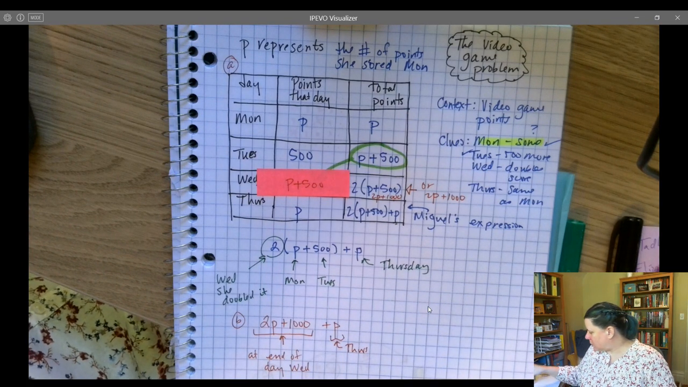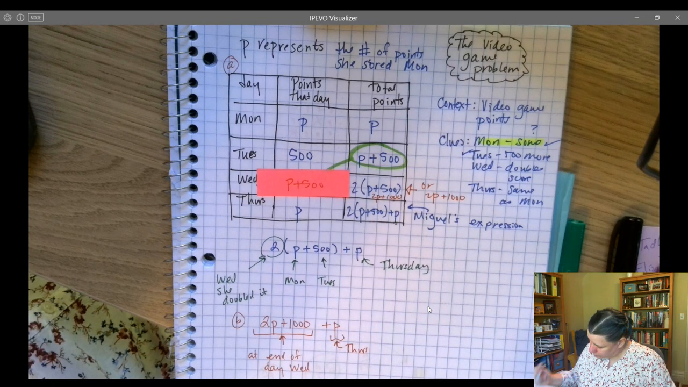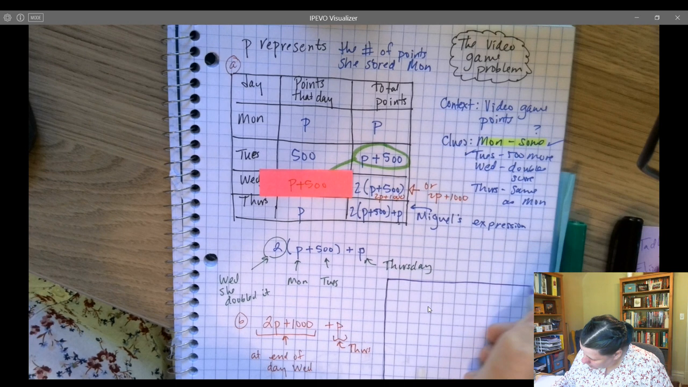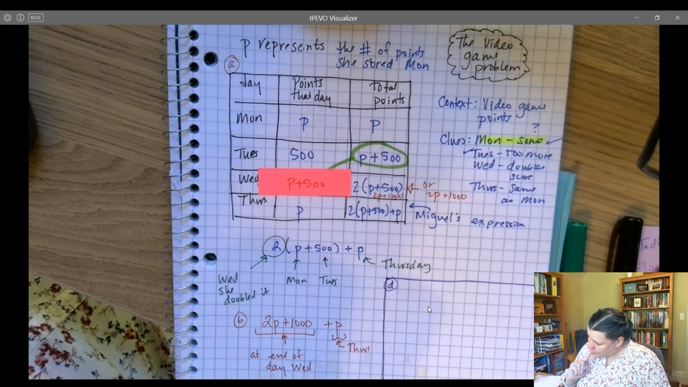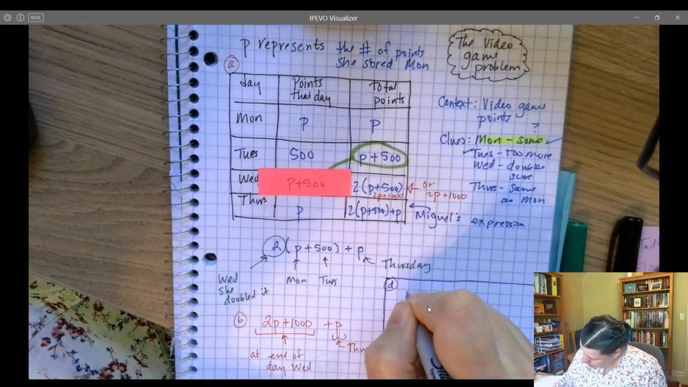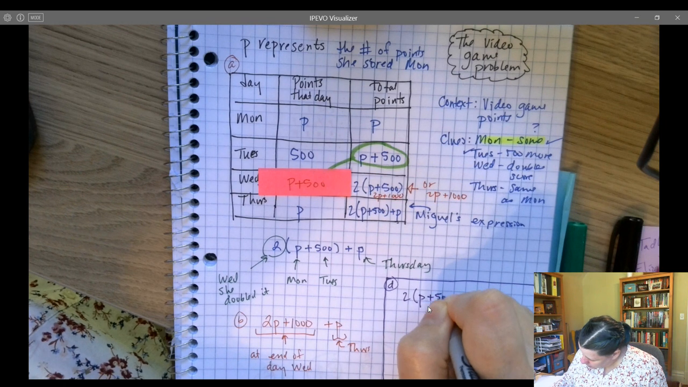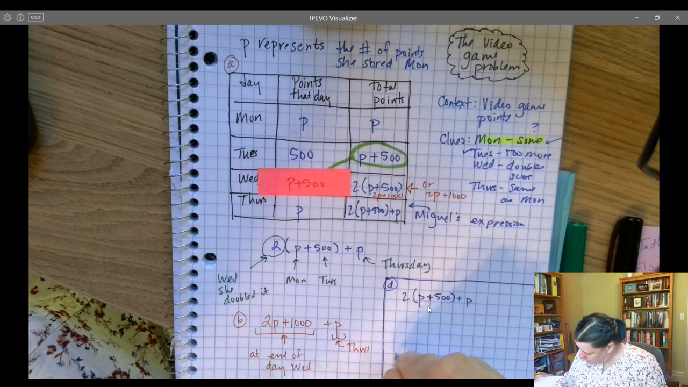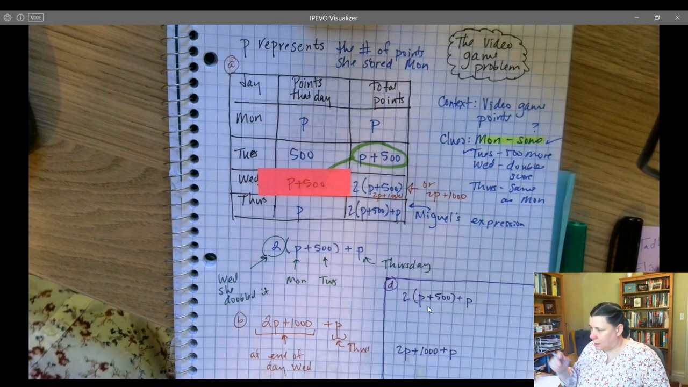So, I'm skipping part C to get to part D, because I'm not going to have room on my paper, and that's going to be okay. So this is part D. So we have two expressions. We have the expression 2 times P plus 500 plus P, and we have the expression 2P plus 1,000 plus P.